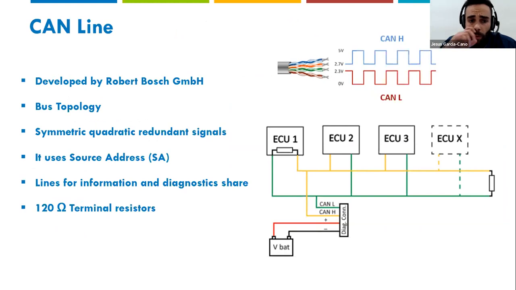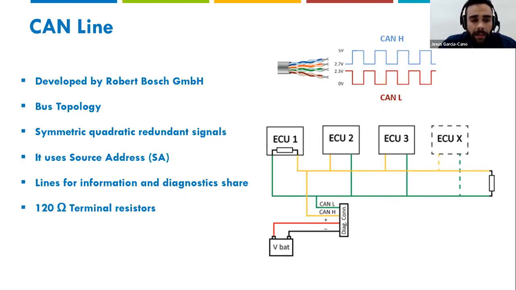This CAN line was developed by the Robert Bosch company in the 80s of the past century, and in the 90s of the past century it was released by Mercedes-Benz. Okay, and they released this technology. It's a bus topology. That means all the information from the control units goes through this backbone, and all the information is shared at the same time on this backbone.